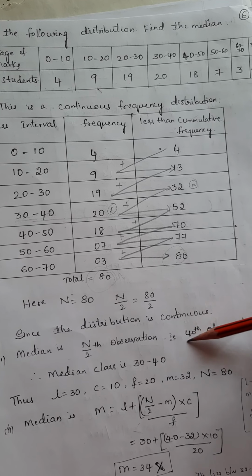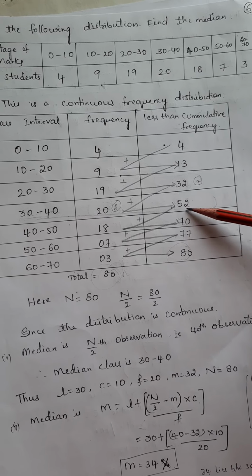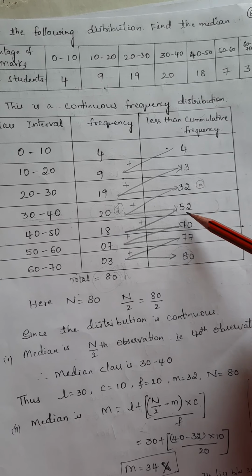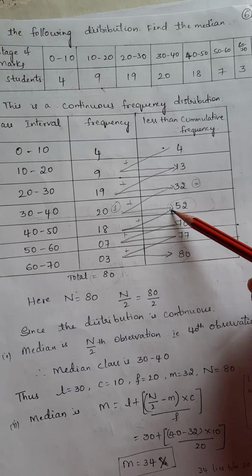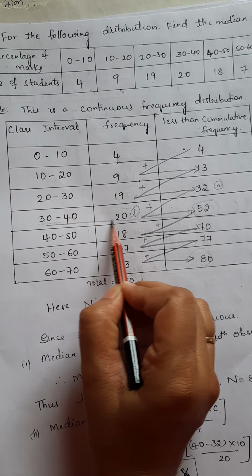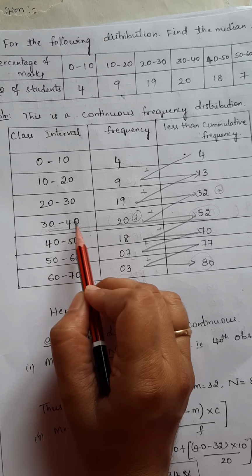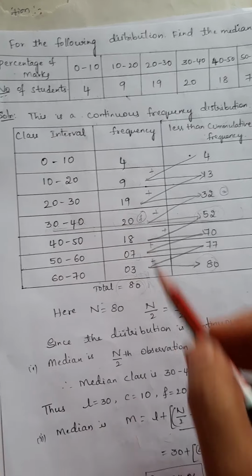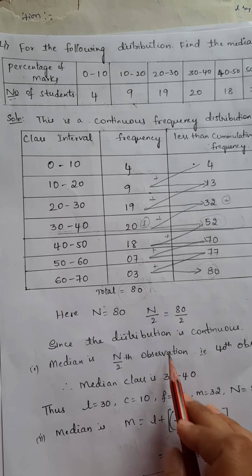So this 40th observation means we should look into our cumulative frequency. So where does this 40th observation lie? After 40, the next immediate number is 52. So that means our median value lies in this interval. We should decide that the median value lies between 30 to 40. So the median class lies between 30 to 40. This is the first stage.